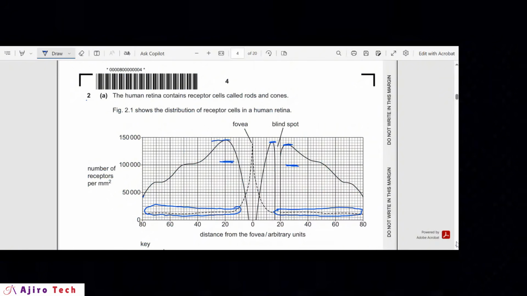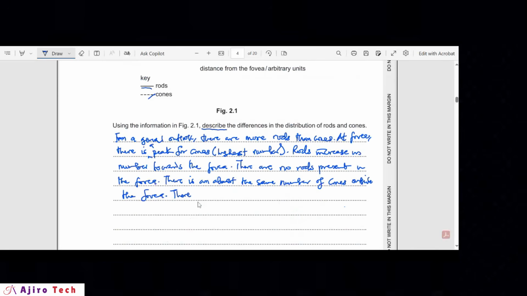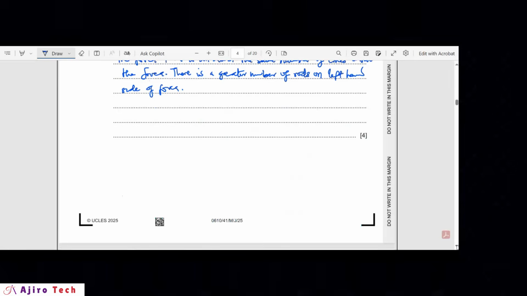So there is a greater number of rods on the left-hand side of the fovea. Let's go to the next one.